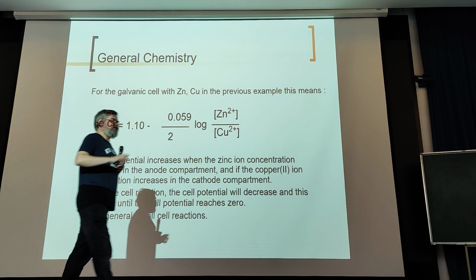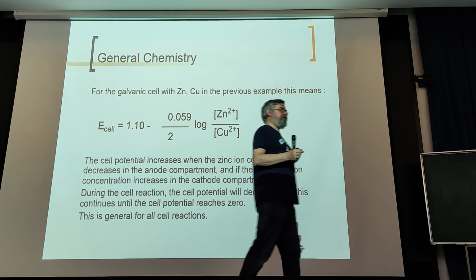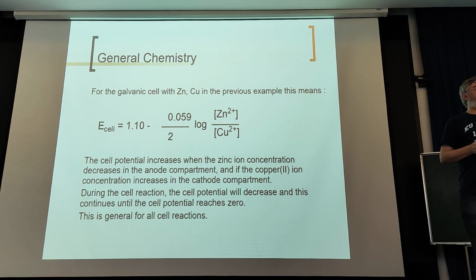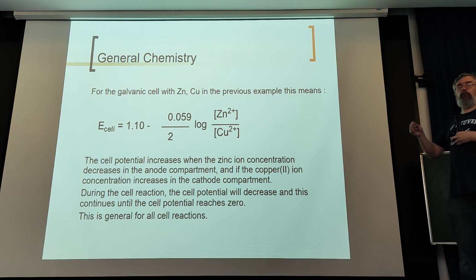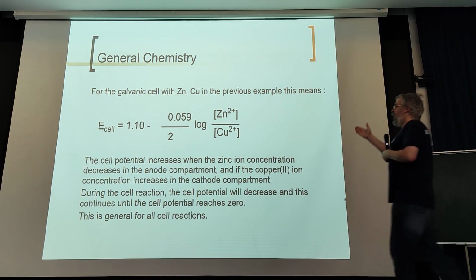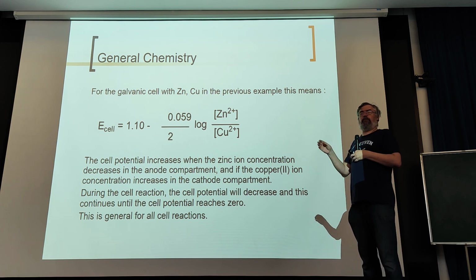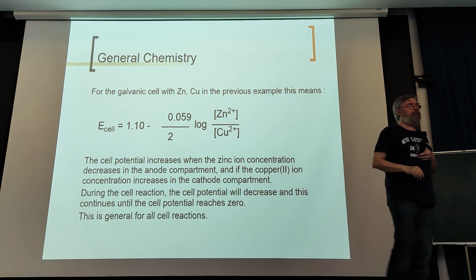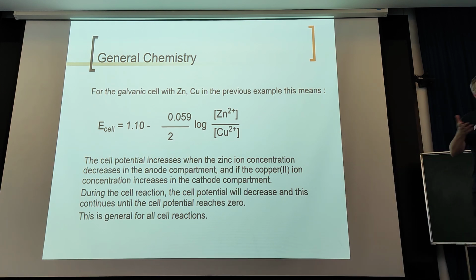Suppose it's the opposite. You have 10 times more copper 2+ than you have zinc in your solution. In that case, it's the logarithm of 1 over 10. That's minus 1. In that case, we have to add 0.03, and then your cell potential becomes 1.13. So you see in which direction we can go with the potential depending on the ratio of these two concentrations.